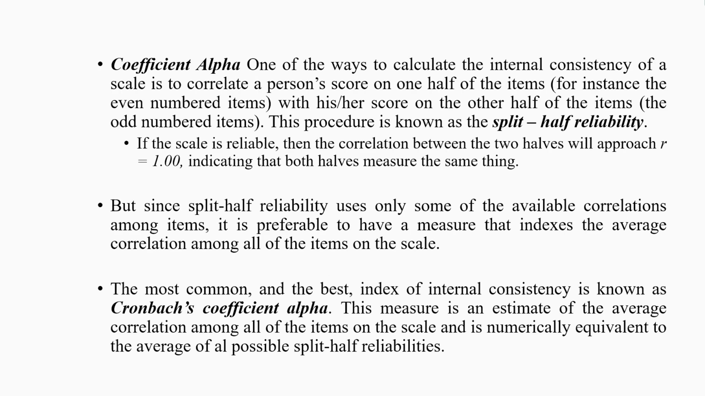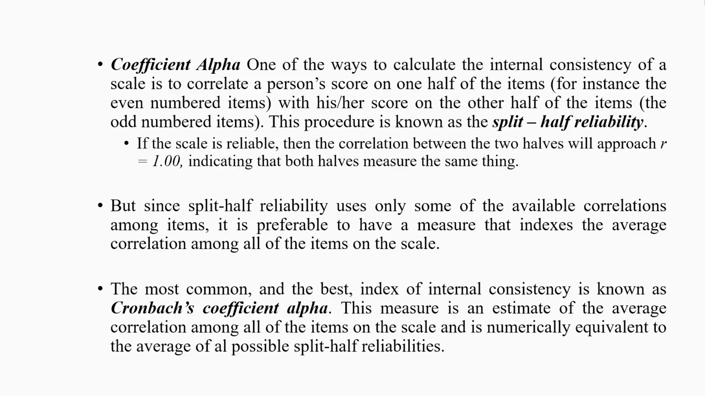Now, one of the ways to do this is the coefficient alpha approach as well. One of the ways to calculate the internal consistency of the scale is to correlate a person's score on one half of the items with the person's score on the other half of the items. Say, for example, you have a scale having 100 items, you could correlate the score on the first half, items 1 to 50, with the score on items 51 to 100. You can also randomly pick, let us say 1, 3, 5, 7, 9, and have on the other half 2, 4, 6, 8, 10, and you correlate their scores on each of these two halves. This procedure is known as split half reliability.